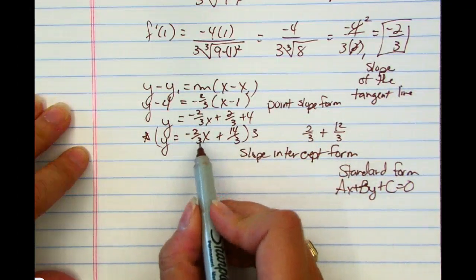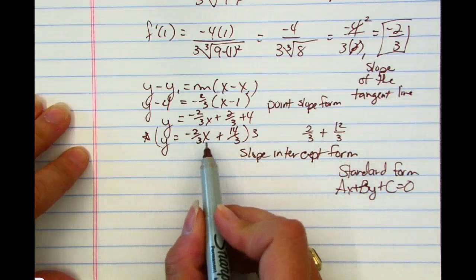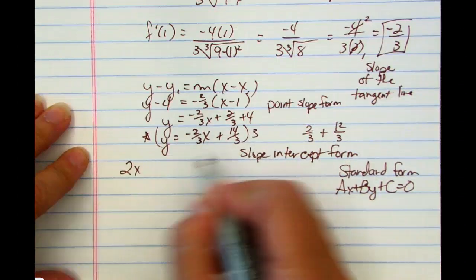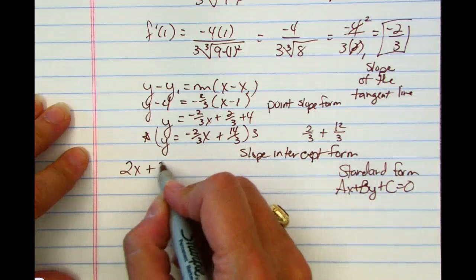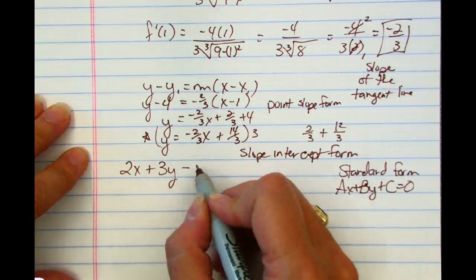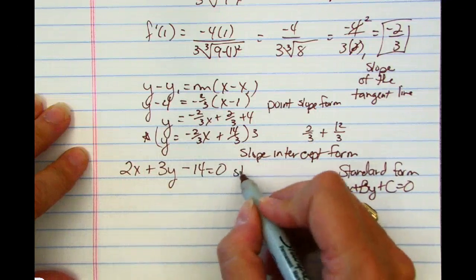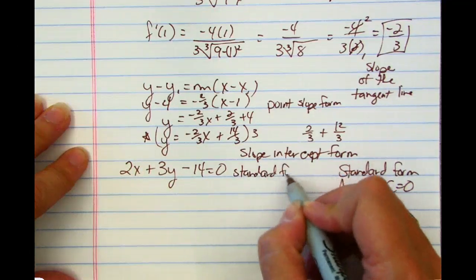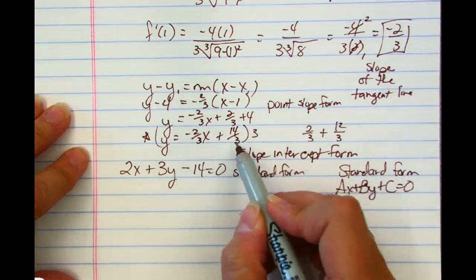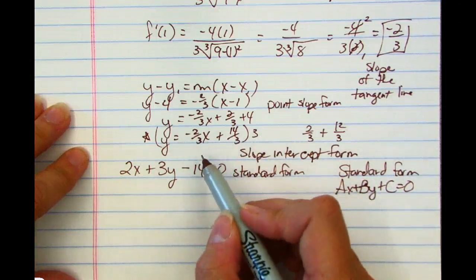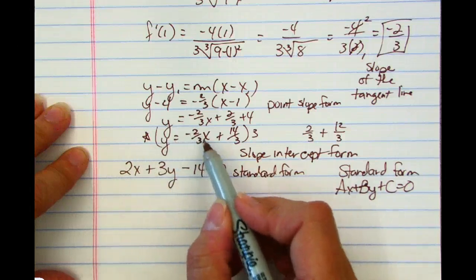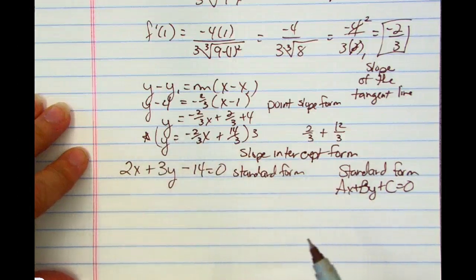At the same time, since this x is negative, I'm going to bring it to this side. So that would be 2x, plus 3y, minus 14 equals 0. This is now in standard form. Again, I multiplied the 3 to everything, which gets rid of all of the denominators. And then I put everything on the left-hand side of the equal sign because this x was negative and I like it positive.